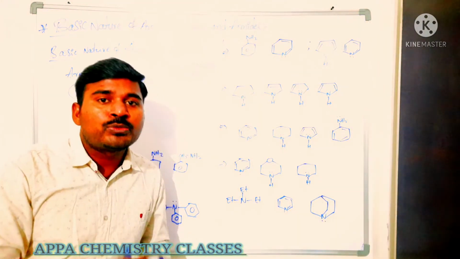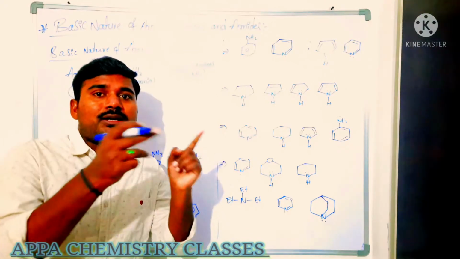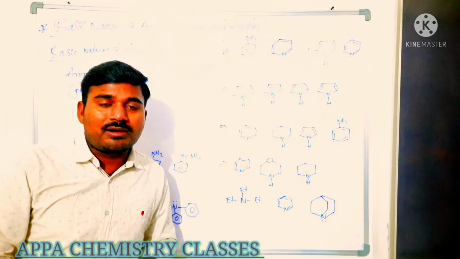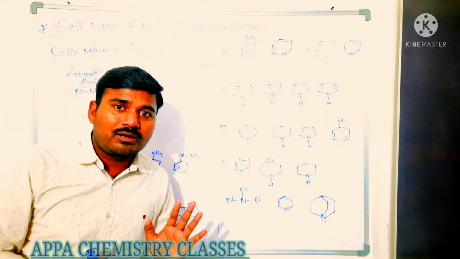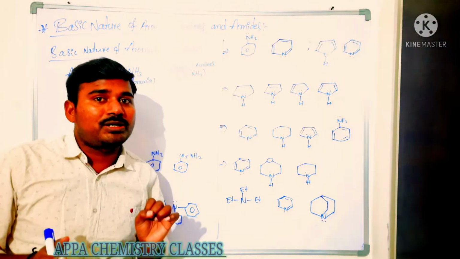Is it or not? Which one will generally increase the electron density? Electron releasing groups increase the electron density on the nitrogen. Is it or not? So electron withdrawing groups, what will they do? They will withdraw the electron from that nitrogen.